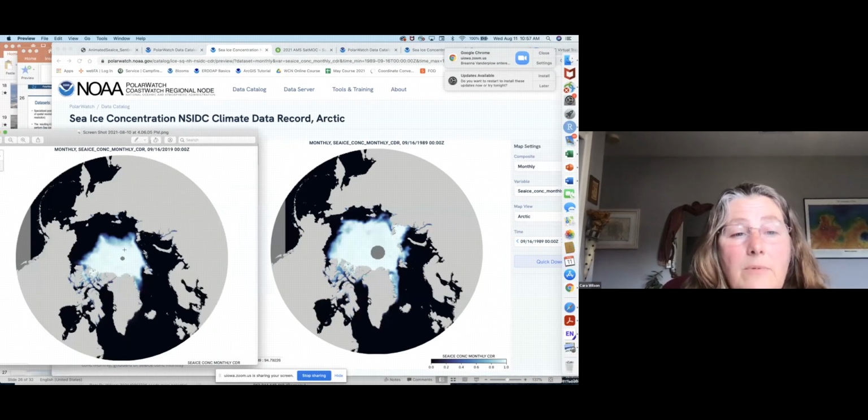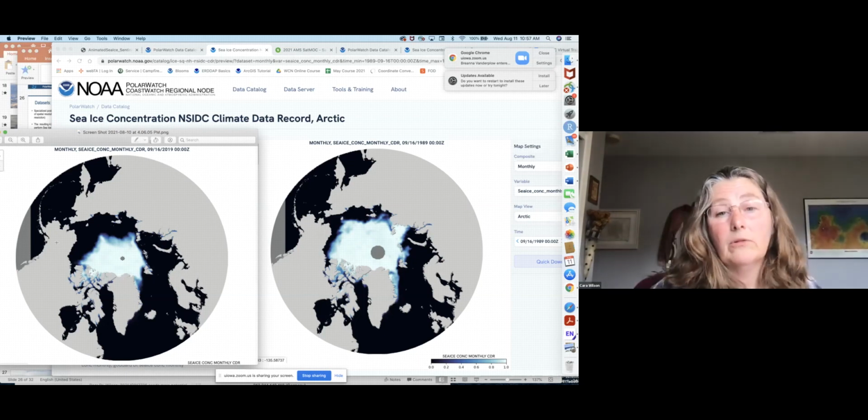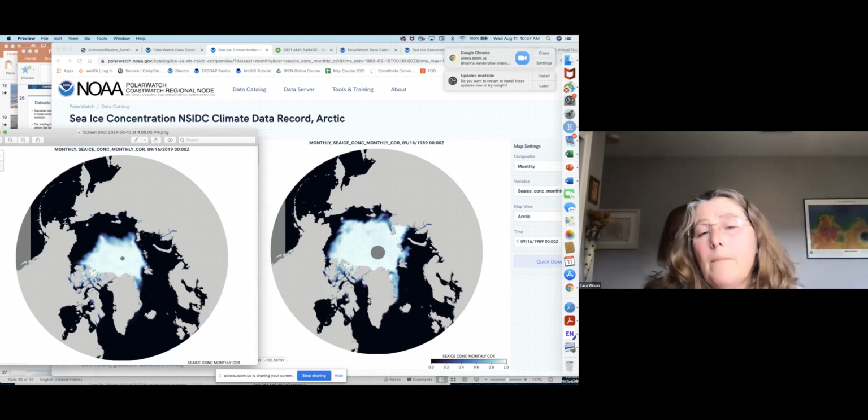So this is September of 2019. This is September of 1989, 30 years earlier. So you can see there's quite a big difference, particularly in this area over here, but also in basically the ice edge above the Bering Strait. So these are significant changes we're seeing.